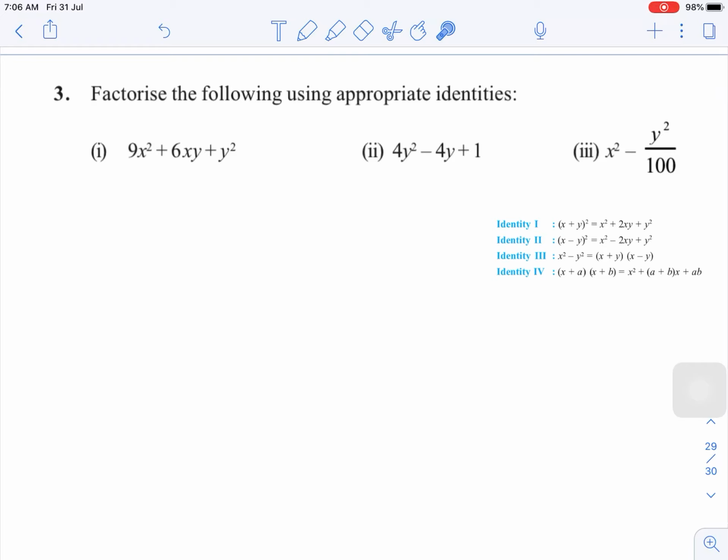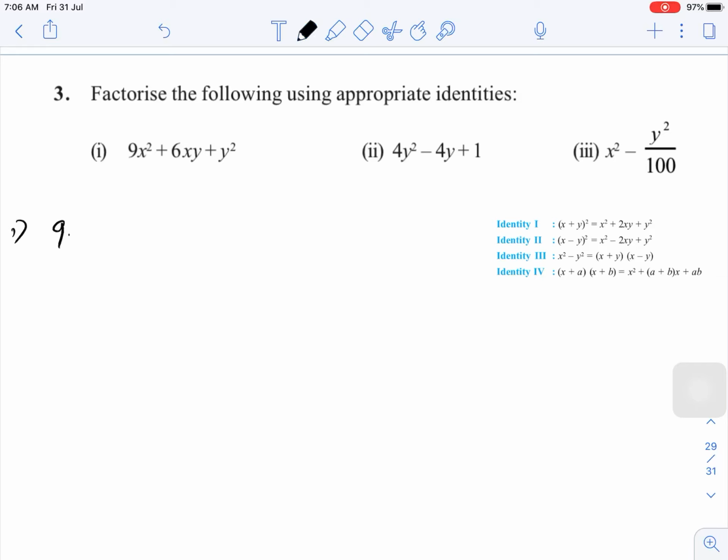Now again here it is given: factorize the following using appropriate identities. Means here it is given in expanded form. Some of the examples we have to write in factor form. Expanded means in terms form. Okay, now let us consider the first example.